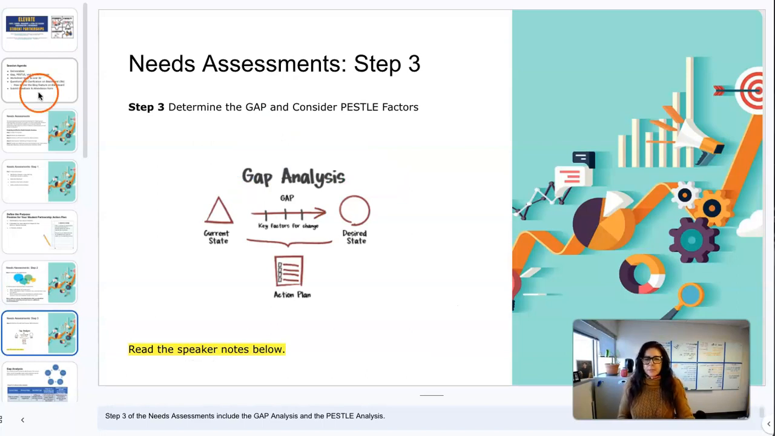It's often not just one group of stakeholders that you need to involve to make this thing happen. So for a gap analysis, we are looking at where are we at now, where do we want to be, and that space in between where we are now and where we want to be is the gap. That's where our action plan comes in.